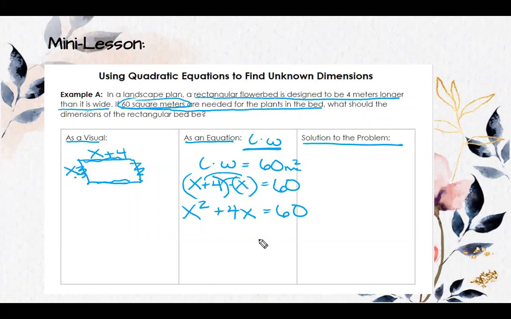Am I going to be able to type a quadratic equation into the Desmos calculator using what I have right now? No, because it doesn't equal 0, right? So up here on the top of your papers, I want you to write ax squared plus bx plus c equals 0. Compare what I just wrote up here to this one. I don't have C. Can I get a C? Yes. What can I move to get a C?